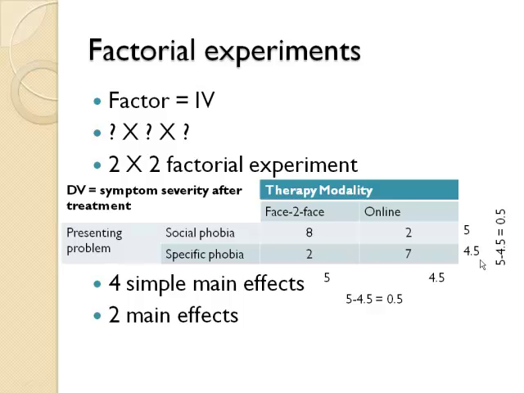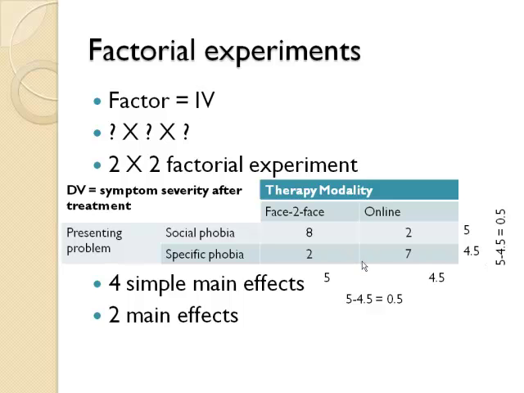Again, I said we don't talk about effect for quasi-independent variables. Here's an exception. We talk about main effects. There's no other word. It's not a main difference. Right? It's called a main effect. So the main effect of presenting problem, probably not one. Doesn't seem to be a difference in outcome for people with social phobia versus specific phobia.